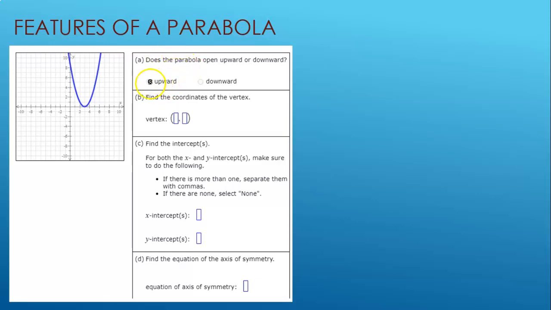So the direction says up like a cup. The vertex is right here. It's the point, let's see, 3, 0. Since the parabola opens up like a cup, that means our vertex is a minimum. For the x-intercepts, this just crosses the x-axis at 3, and the y-intercept is 8. The axis of symmetry cuts through the middle of the parabola, so you should have said that x equals 3. And that's it for that one.